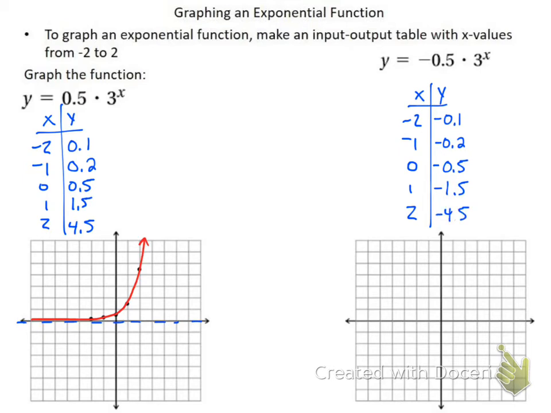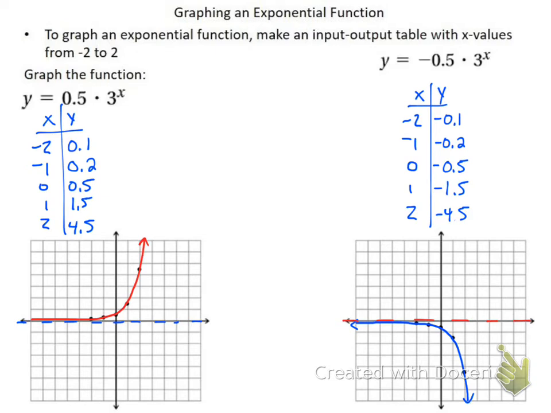So basically what happens is when I plot these, negative 2, negative 0.1, negative 0.2, negative half, negative 1.5, and then 1, 2, 3, negative 4.5. And so I end up getting a flipped over graph of what I had before. So there's my graph, again, not crossing the x-axis. Just like that. There's my horizontal asymptote on my graph that it'll never cross. Okay?